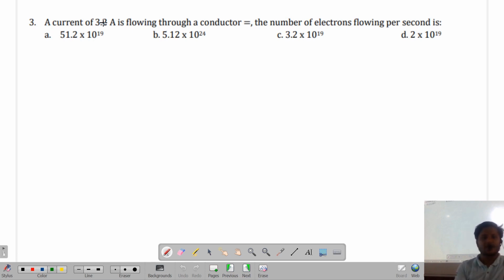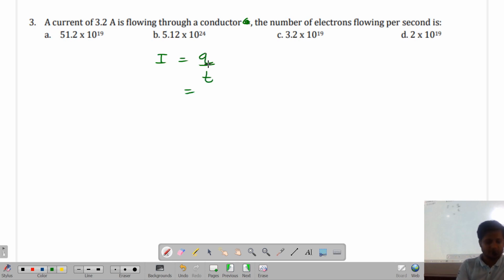What is it saying? A current of 3.2 ampere is flowing through a conductor. This is equal to... the number of electrons flowing per second. Easy, no? Have you done it? Okay. Option D is correct. How? I is equal to Q by T.